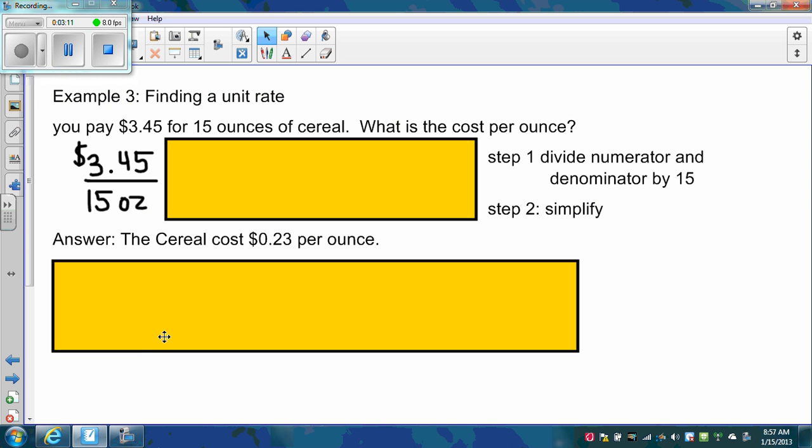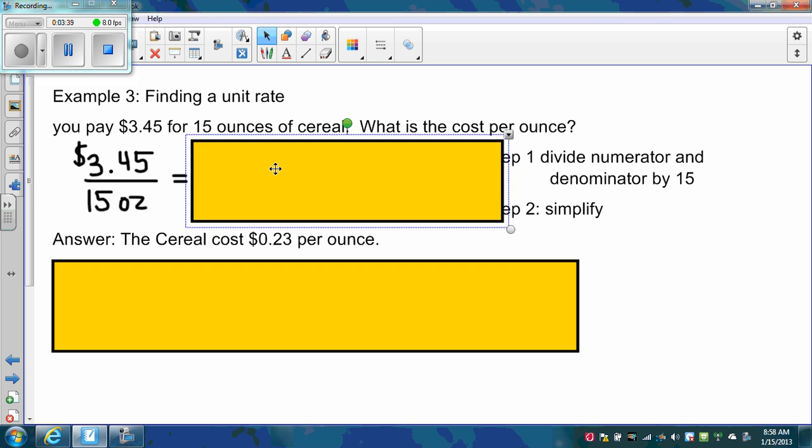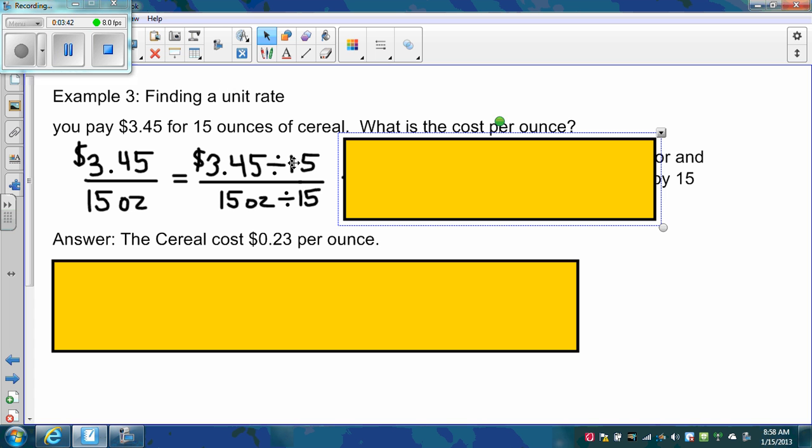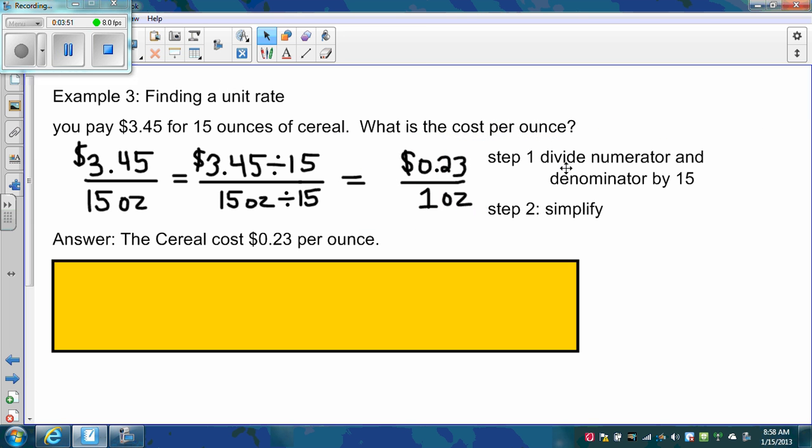The third example is finding a unit rate. I think this will probably be the most challenging part of this lesson, the next 2 examples. So if you pay $3.45 for 15 ounces of cereal, what is the cost per ounce? Well, per ounce means that ounce has to be on the bottom. So the cost on top, per is like the fraction bar, ounce on the bottom. So $3.45 divided by 15 ounces. We can divide both of those by 15. We want the bottom to become 1 ounce because it's per ounce. So we end up getting 23 cents for 1 ounce.